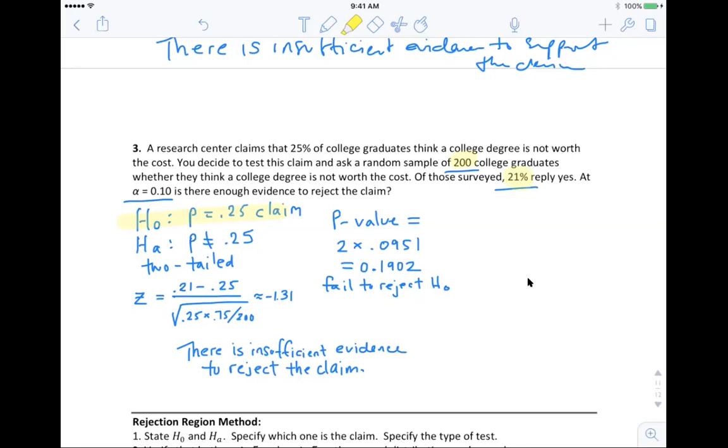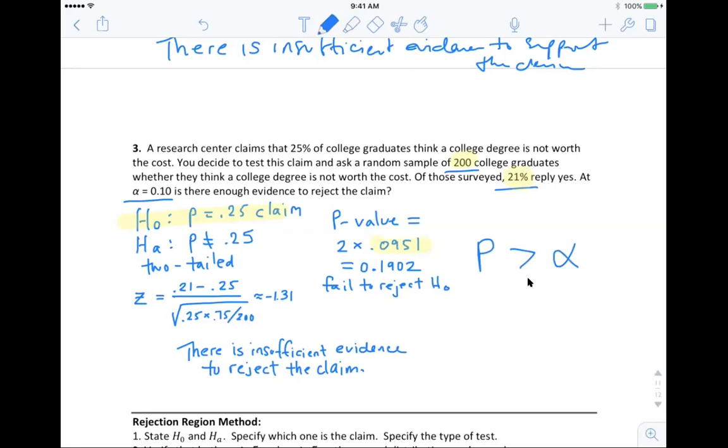To find the p-value, you look up negative 1.31 in your table. So that value comes from the table right there. But then because it's a two-tailed test, you have to times by 2. So that gives your p-value of 0.9012. And then we're going to fail to reject H sub 0. That's because the p is larger than alpha. That's that comparison.